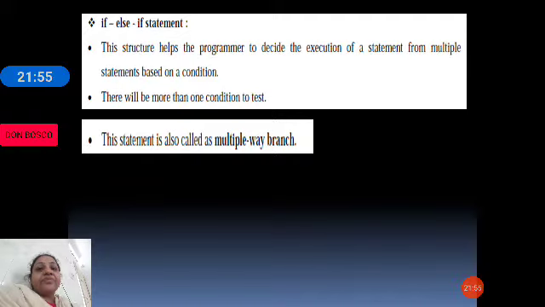Then we have another form, the if else if statement, where there will be multiple conditions given. If true the statement runs, if false one more condition is checked. So if else if is also called the nested if statement. It helps a programmer to decide the execution of a statement from multiple statements based on a condition. Here there can be more than one condition. So it is called multi-way branch.